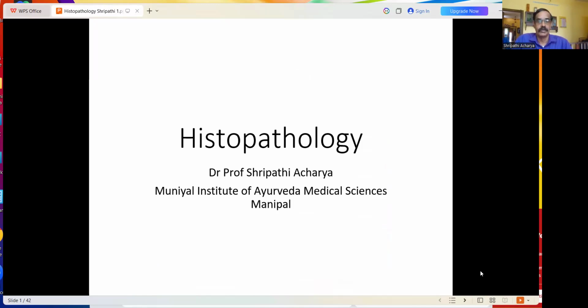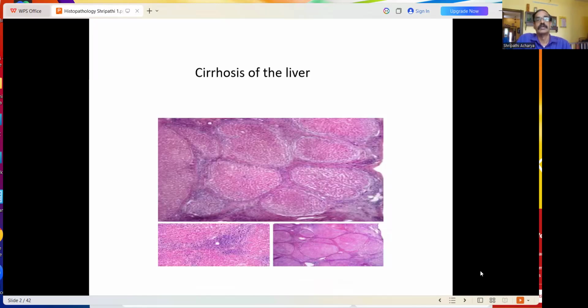So today, let us talk about histopathology. Some slides will be discussed today. This is the TS of the liver of a patient who is having cirrhosis of the liver.